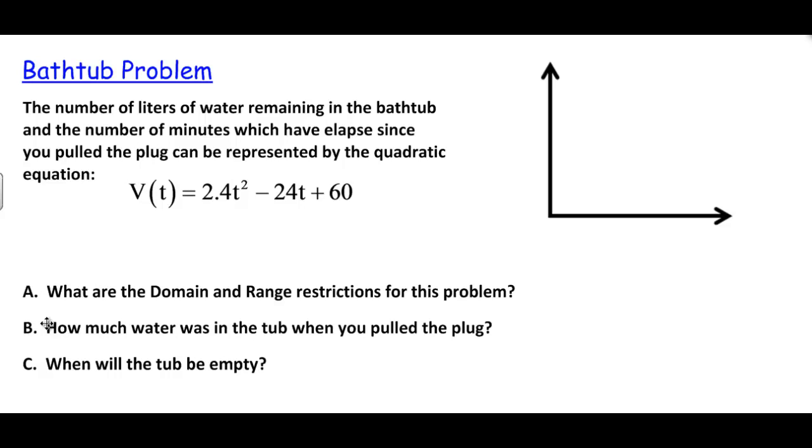So there's three things I'm asking. What are the domain and range restrictions for this problem? How much water was in the tub when you pulled the plug? And when will the tub be empty? I'm going to hold off on part A until the end, so I think you'll understand a little bit better.